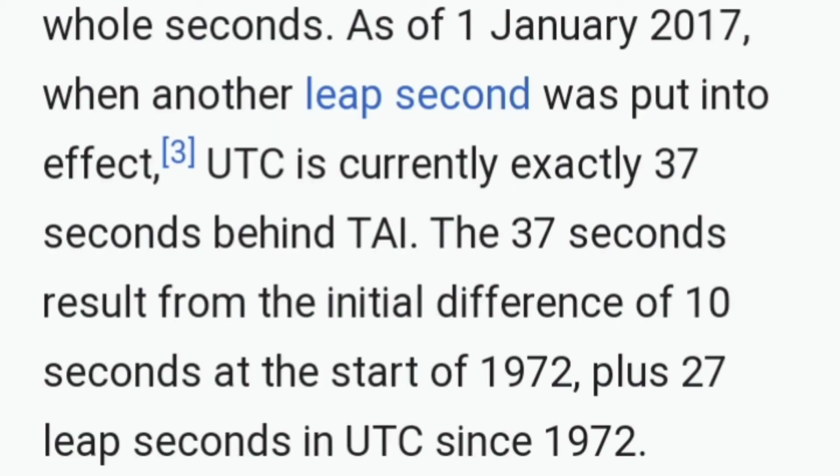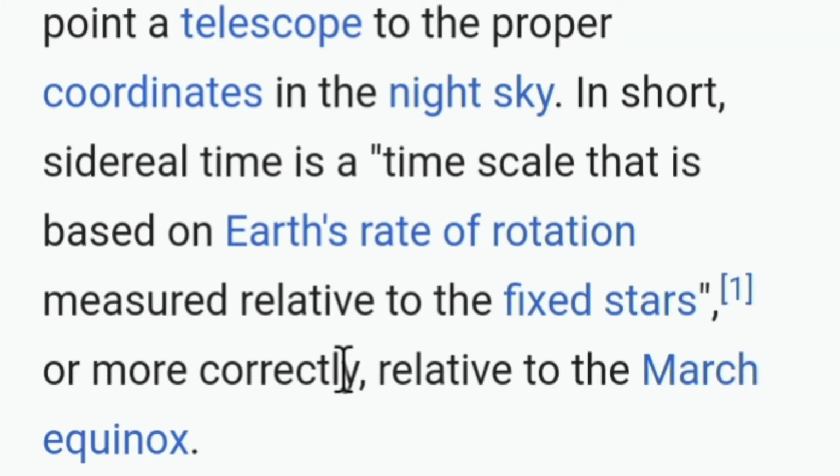Nobody knew anything. The 37 seconds result from the initial difference of 10 seconds at the start of 1972 plus 27 leap seconds in UTC since 1972. And I find it interesting that this is about the time of Generation X. And not to brag, because I'm a Gen Xer, but we have aged well, and I think that could have something to do with it.